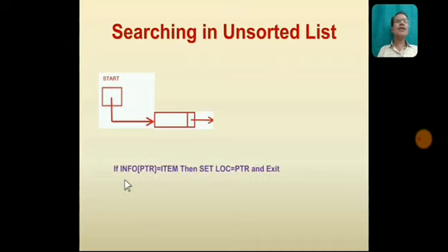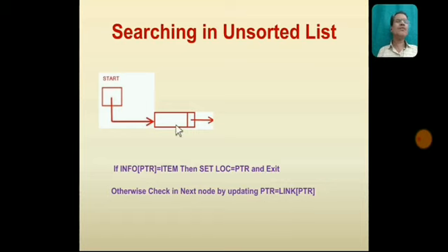That is, if info of ptr is equal to atom or not. If it is atom, then we will set loc is equal to ptr. So, loc, the location where we are going to search where atom is present. This is the address of the current node ptr. So, we will set loc is equal to ptr and we will exit. Otherwise, we will search the element in the next node by updating ptr is equal to link of ptr.